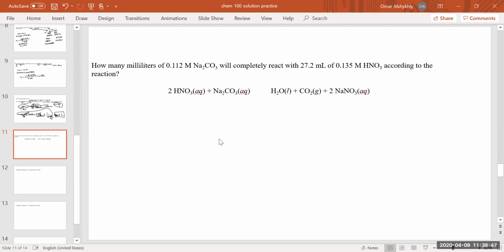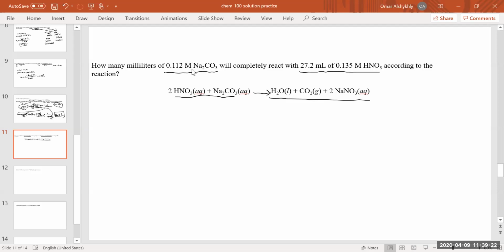Okay, let's look at this question. This is stoichiometry. How many milliliters of 0.11 molar Na2CO3 will completely react with the 27.2 milliliters of HNO3 according to this reaction? So here we have HNO3 plus Na2CO3 give me H2O plus 2NaNO3. Here also they are asking for the volume.